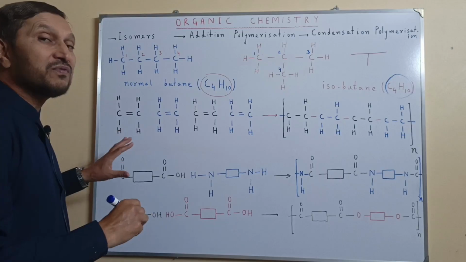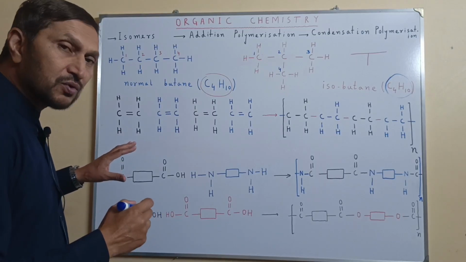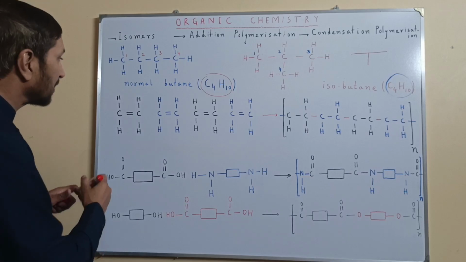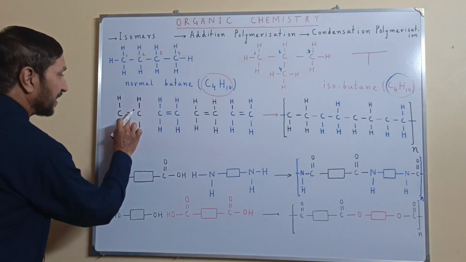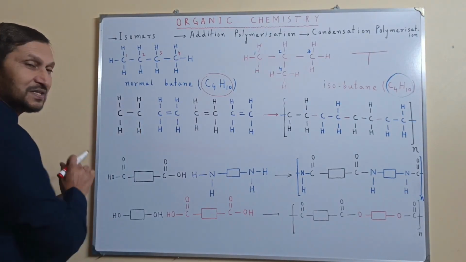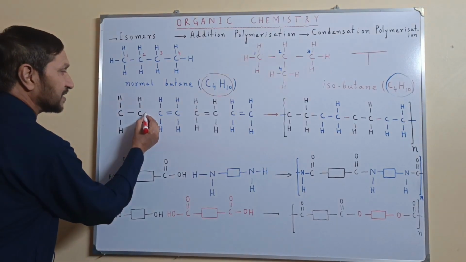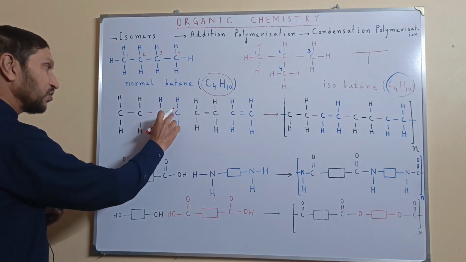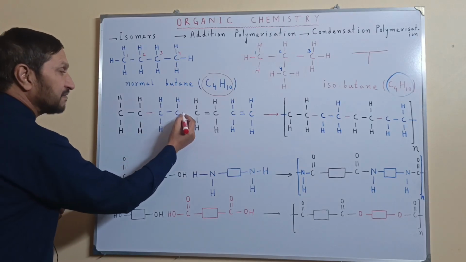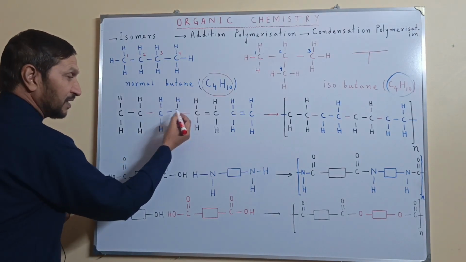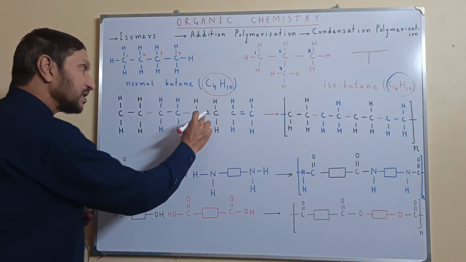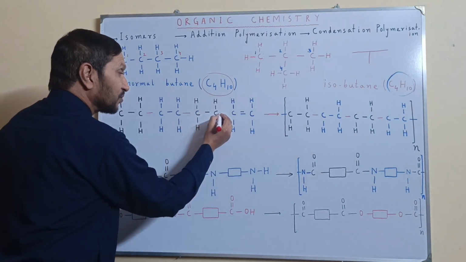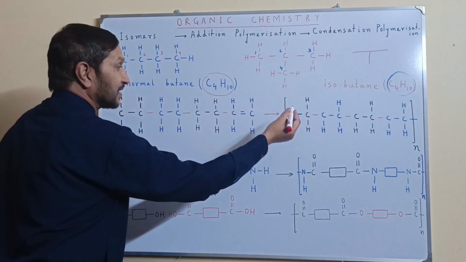So let's see how we will join them. How will we connect them? We will connect them by breaking the double covalent bond. Suppose we break the double covalent bond of this ethene and connect it with this one. And we break the double covalent bond of this ethene and connect it with the next one. And we break down the double covalent bond of this ethene and connect it with the next one, and the next and the next.